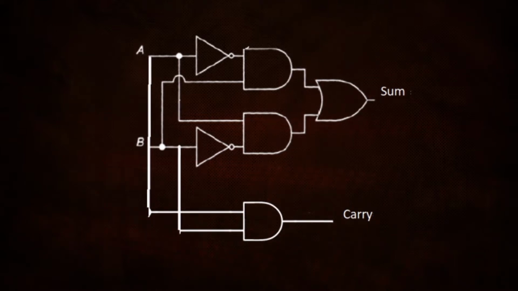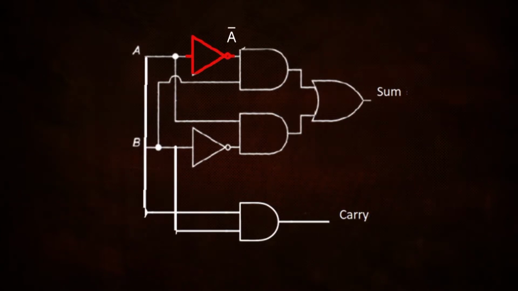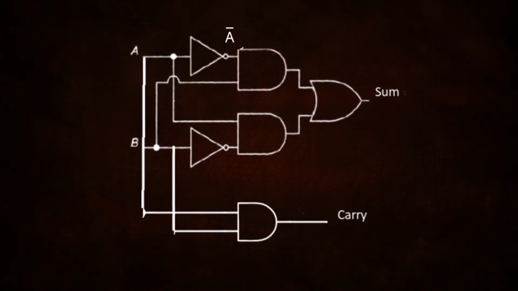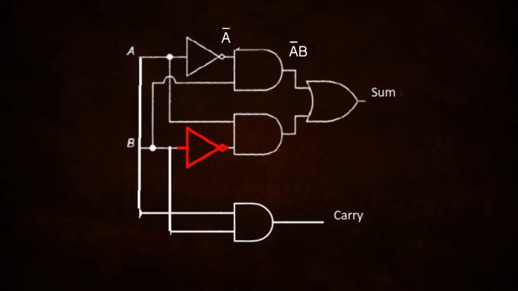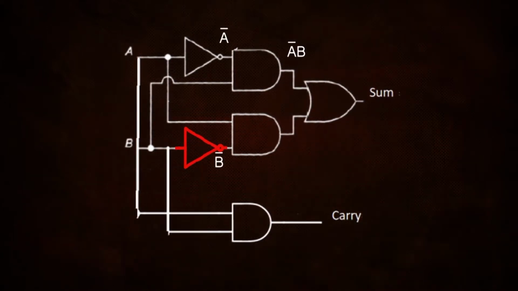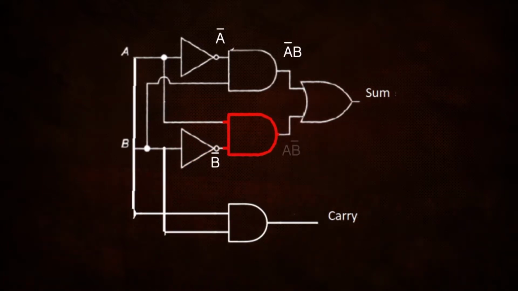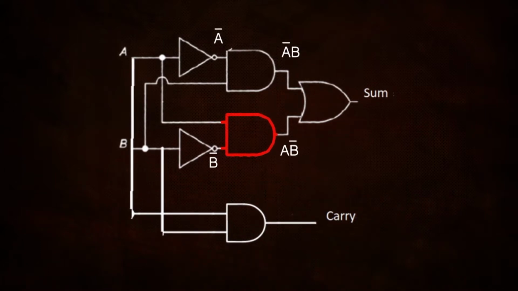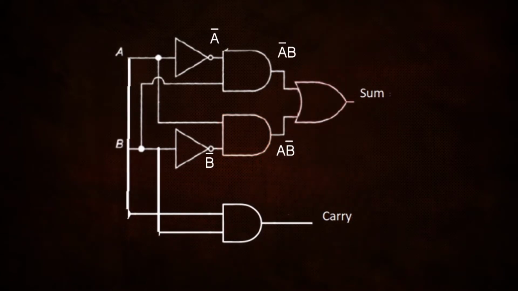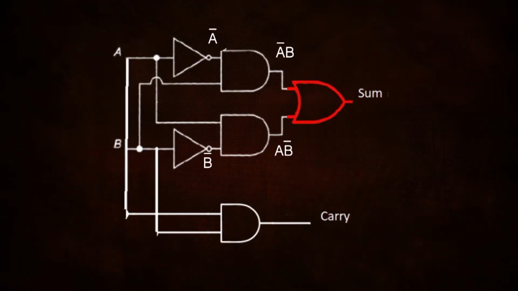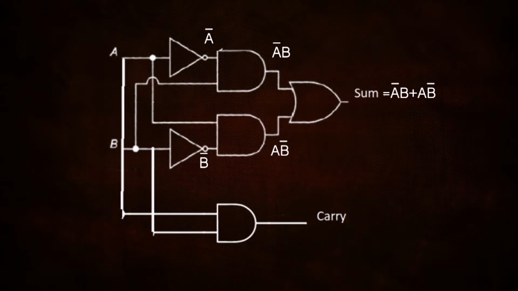Here input A is fed into a NOT gate that produces A complement. This A complement and input B are fed into an AND gate to produce A complement B. Input B is fed into a NOT gate to produce B complement, and this B complement and input A are fed into another AND gate to produce A B complement. The outputs of the AND gates, A complement B and AB complement, are fed into an OR gate to generate the desired output A complement B plus AB complement. This is the sum of the half adder.